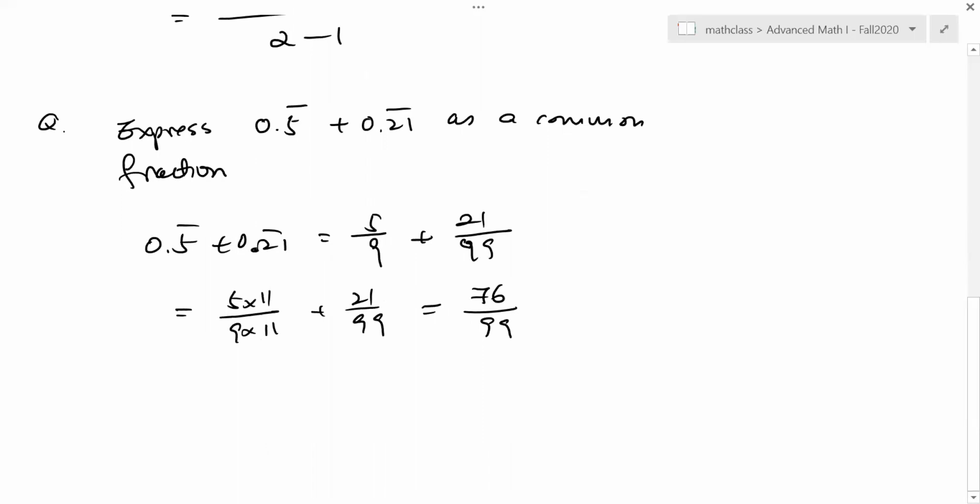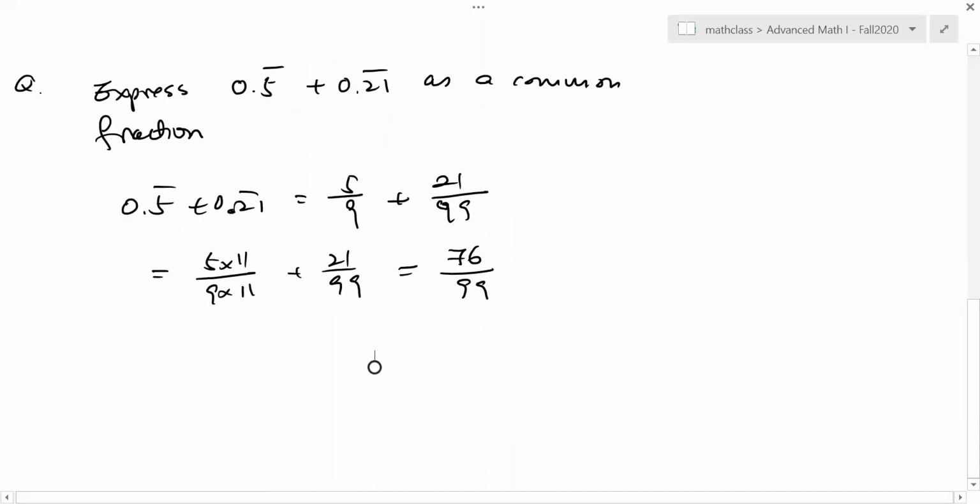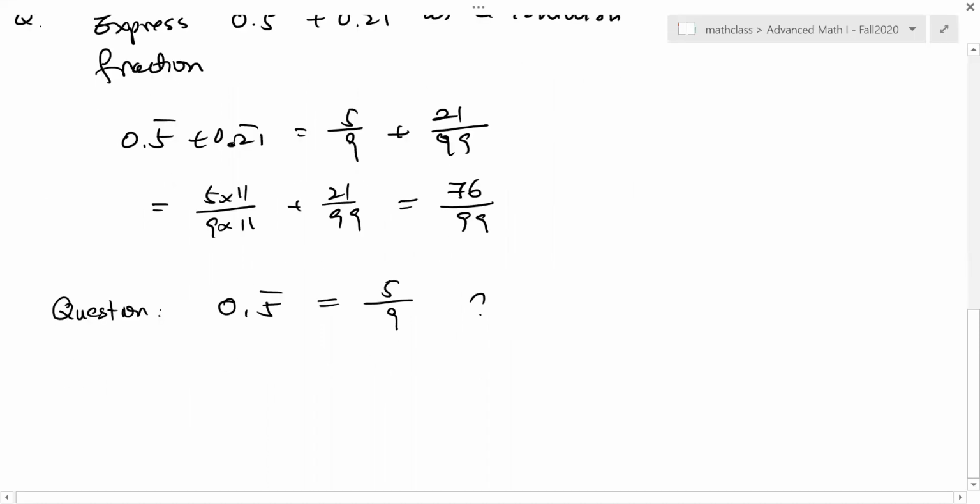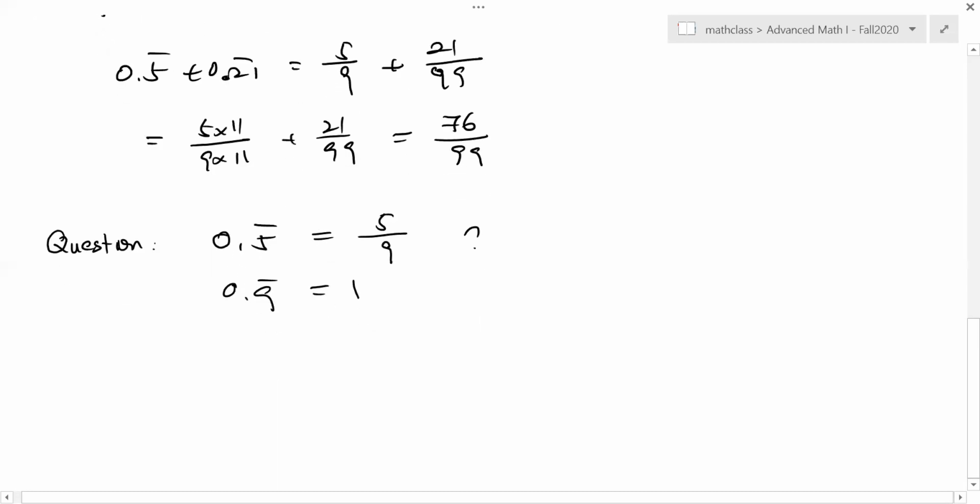Now, you have to prove the question: why is 0.5 bar going to be 5 over 9? Nobody's thought about it, right? We can prove that. So 0.9 bar is actually what? It's 9 over 9. The proof involves geometric sequences, which we're going to study later. So we're not going to prove that. But if you have some idea why these two are equal, then let me know.